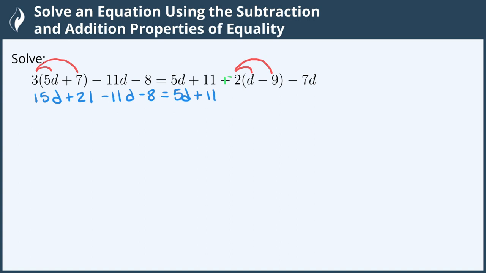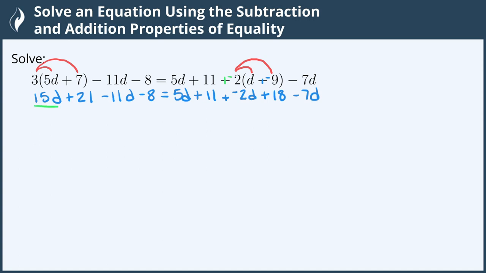So we have negative 2 times d is negative 2d. So I'm going to put plus negative 2d. And negative 2 times this one right here is minus 9. We can say minus a negative or add a negative 9. Or we could times the negative 2 times the subtraction sign, which gives us a positive. Or we can say the negative times the negative is a positive. Either way, we get plus 18 here. Minus 7d. And then we can combine all like terms.